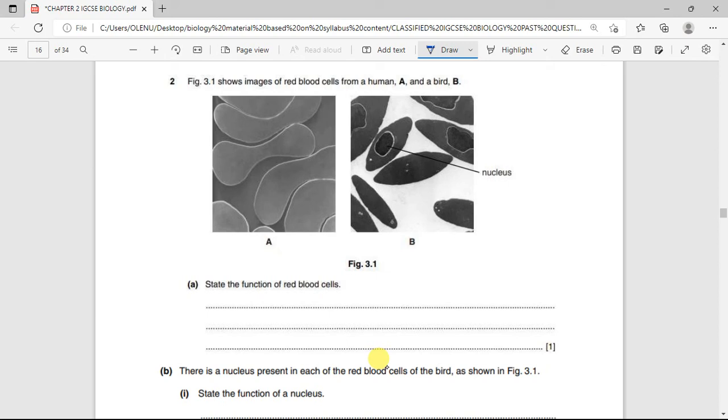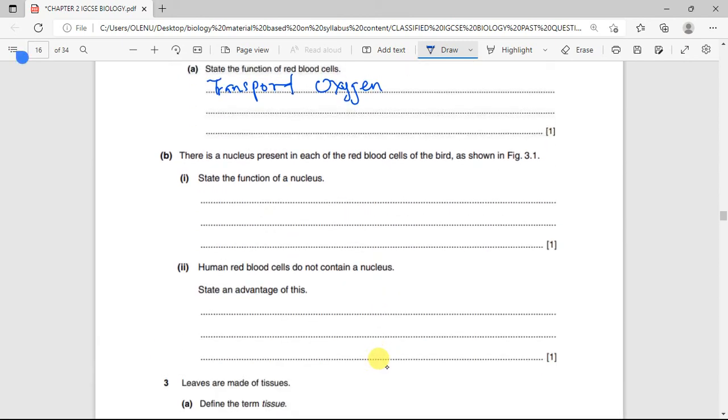Now, figure 3.1 shows an image of red blood cells from a human A and a bird B, and in bird B we are told that there is a nucleus. State the function of red blood cells. Simple, they help to transport oxygen around the body, a one mark question. Now, there is a nucleus present in each of the red blood cells for birds, shown in figure 3.1. State the function of the nucleus.